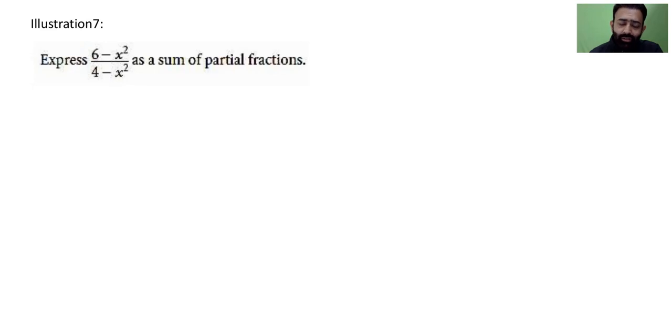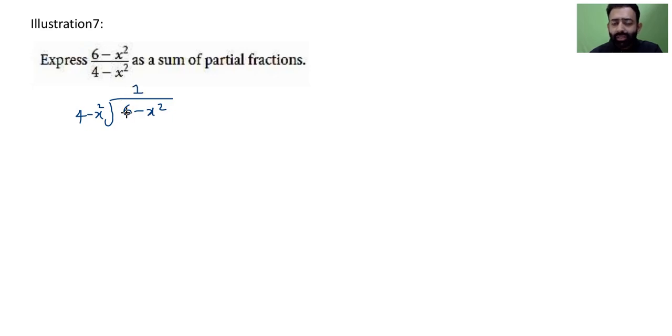As you can see here, there is a slight modification in this. The modification is that the degree of numerator is 2 and the denominator is 2. I told you at the start that the condition is the degree of numerator should be less than the denominator. So first of all, we have to divide 6 minus x square by 4 minus x square. You will divide this by 1.